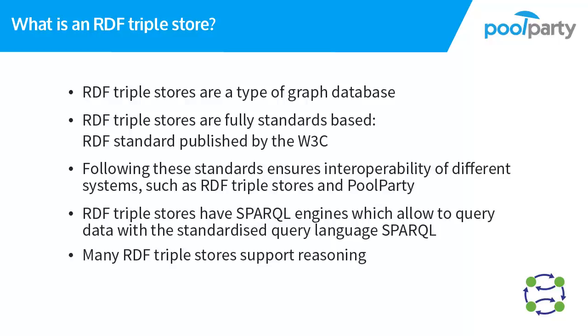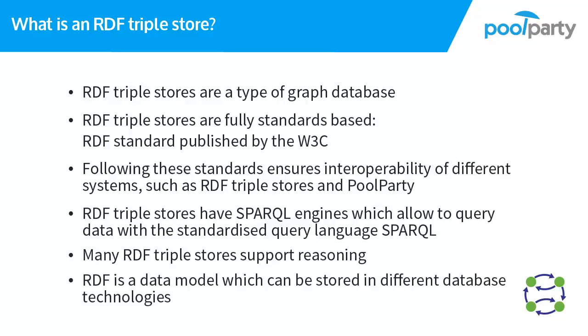RDF triple stores are defined by the use of the RDF data model. The underlying technology can vary, though. It is possible to use a graph database to store RDF triples. But it is also possible to use a relational database or a NoSQL database for storing RDF triples. As soon as a data storage system is capable of both storing data in RDF format and processing Sparkle queries to access this data, it can be called an RDF triple store.